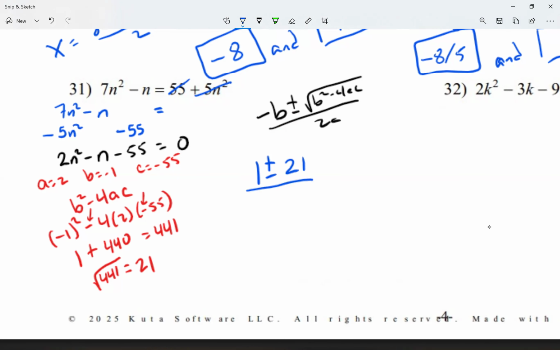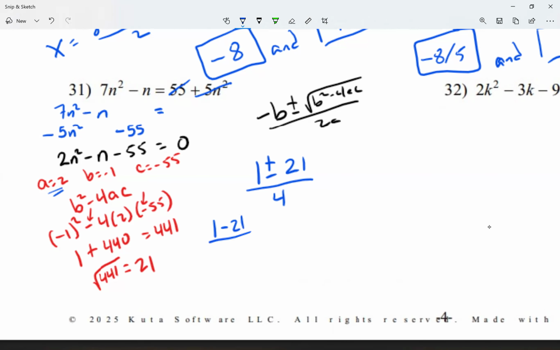But remember how my a was 2? So 2 times 2 will give me 4. And here I'm going to get my answers. My first solution is going to be 1 minus √21 all over 4. My second solution is going to be 1 plus √21 all over 4.